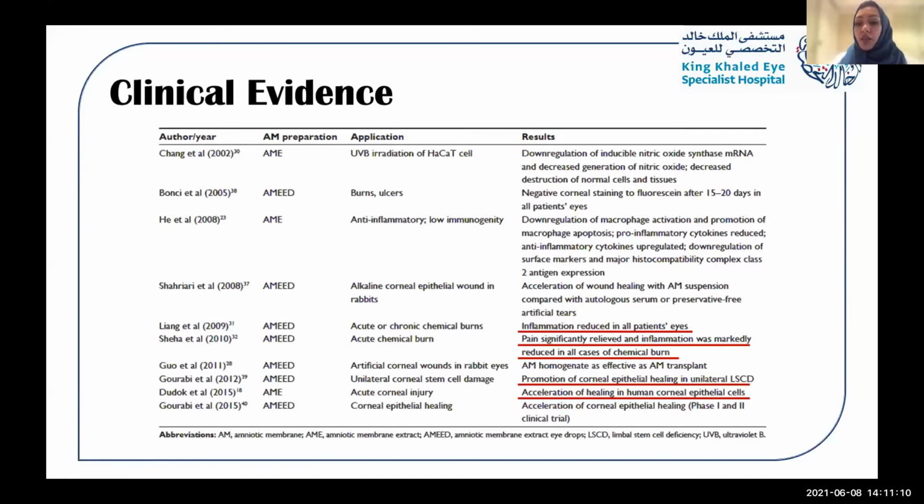And they not just promoted it, they did that faster. So they minimized the time where the epithelial defect was present, which also has a beneficial effect on the final outcome of the patient in the sense of prevention of infection, overlying infections, prevention of scar formation, and melting.